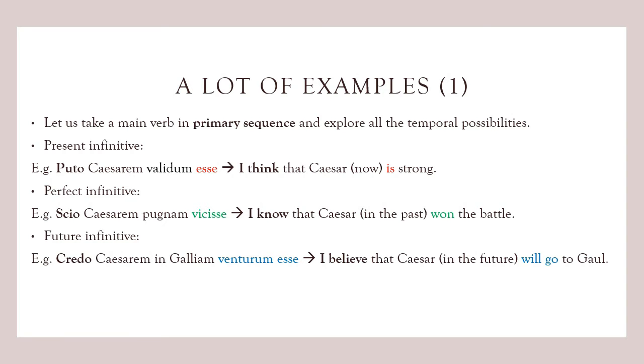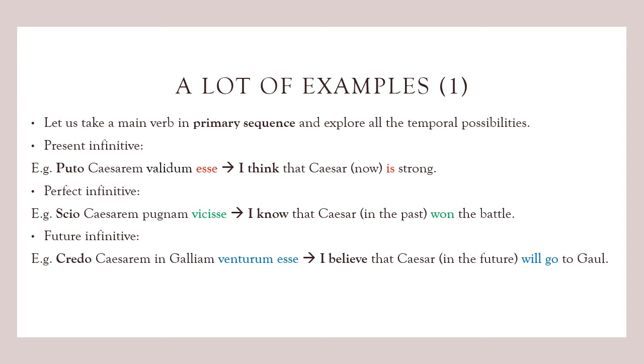Let's take a perfect infinitive. Scio Caesarem pugnam vicisse. I know that Caesar, in the past, because we have a perfect infinitive, won the battle. So this means that the action of Caesar winning the battle takes place prior to me knowing that.